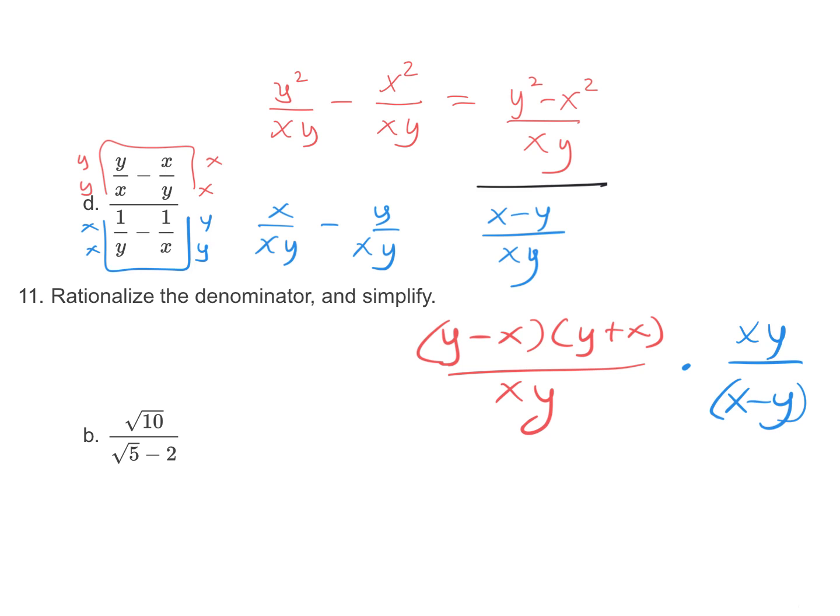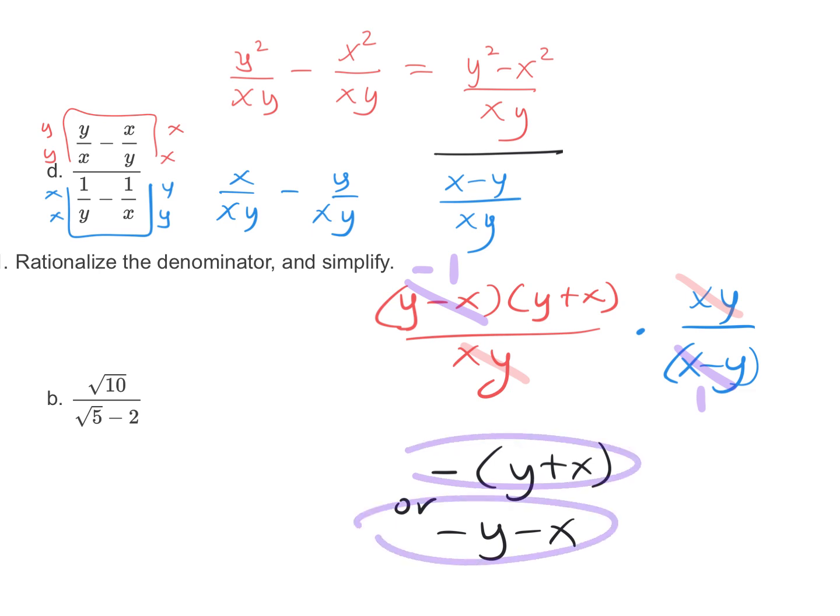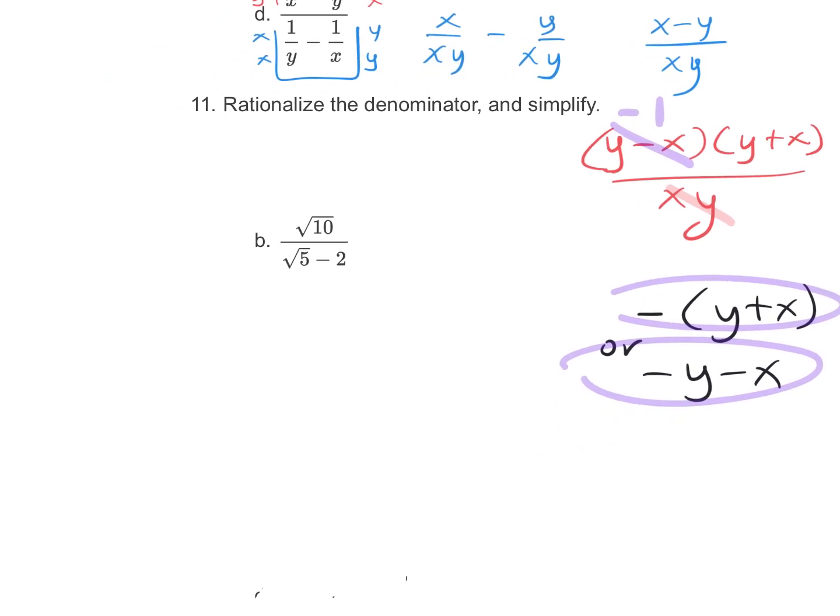Notice the xy's cancel. And then I can also cancel these because they're opposite, change this to a -1 and this to a +1. So now what remains is going to be negative y plus x. You can either leave it like that or distribute the negative sign. So either answer here is acceptable. And then the last question is a rationalize.